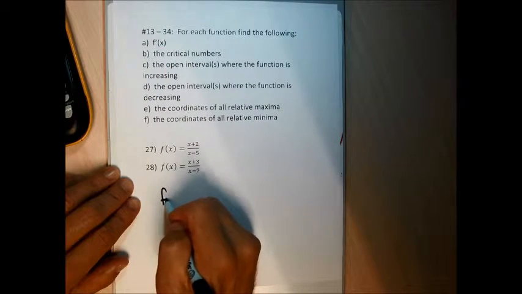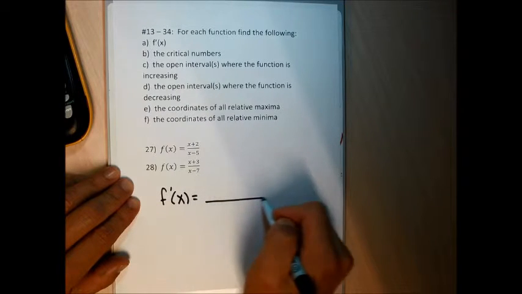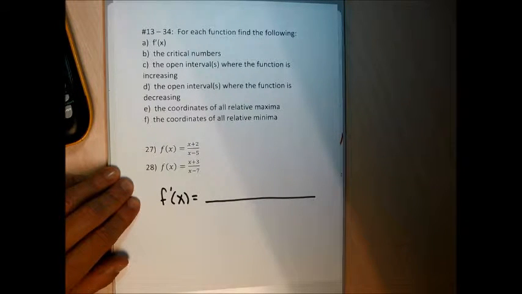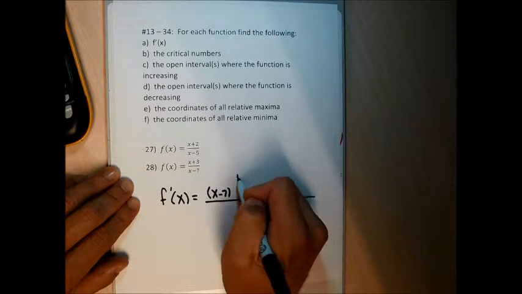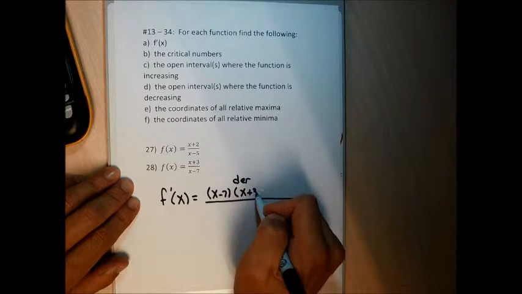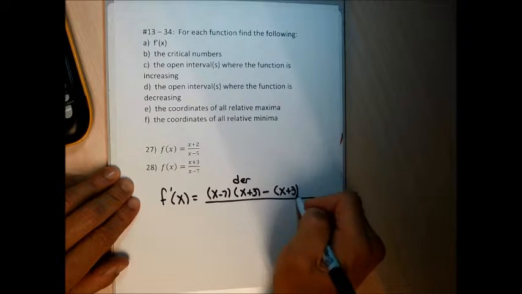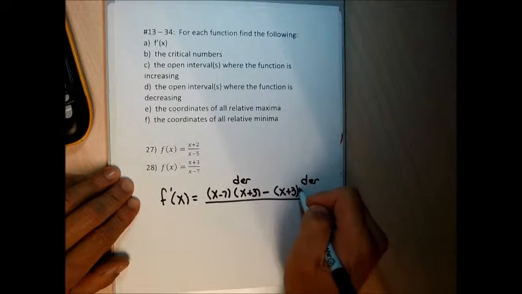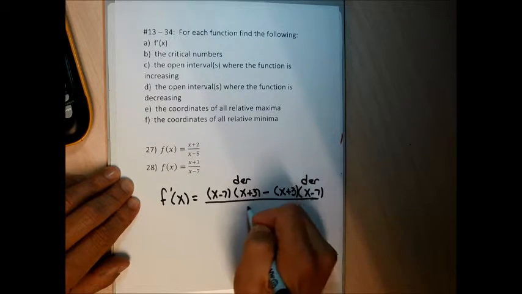So I'm going to go f prime of x. I don't need to rewrite it. It's ready for my derivative. And it's a fraction, so I'll do the quotient rule. The quotient rule, you start off by taking the denominator times the derivative of the numerator, minus the numerator times the derivative of the denominator, all over the denominator squared.